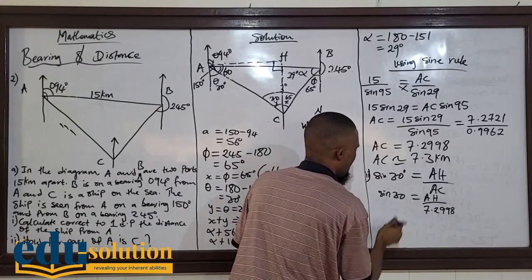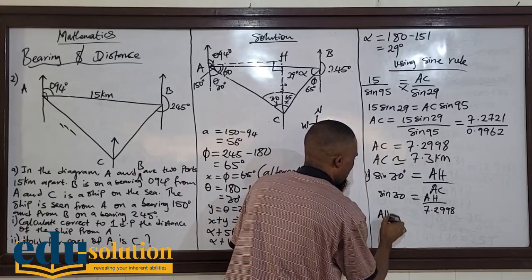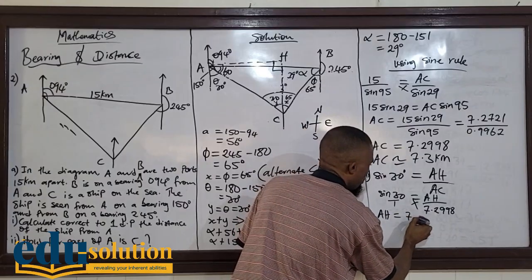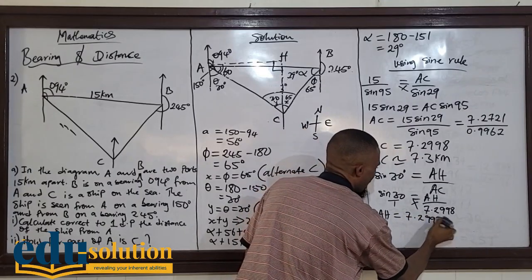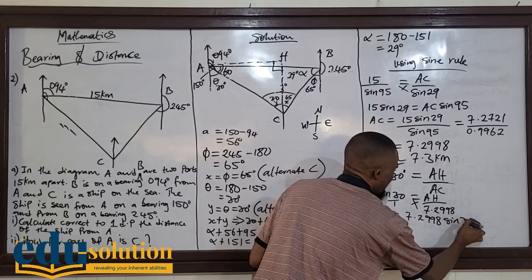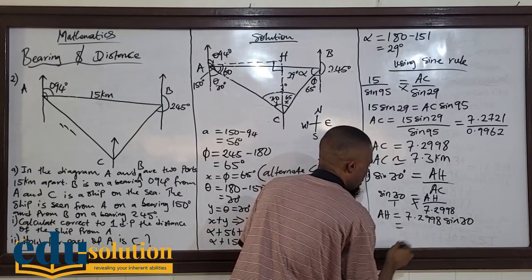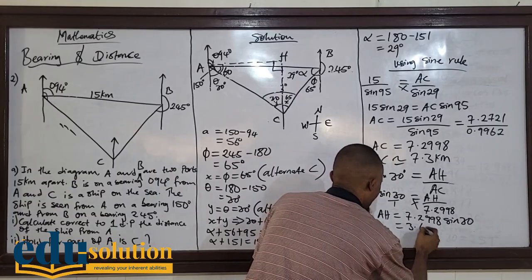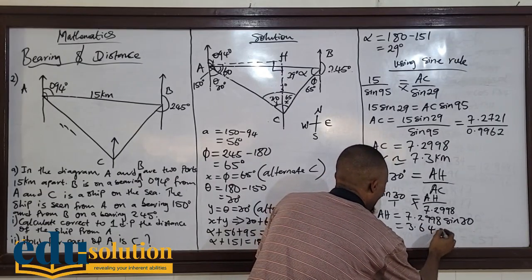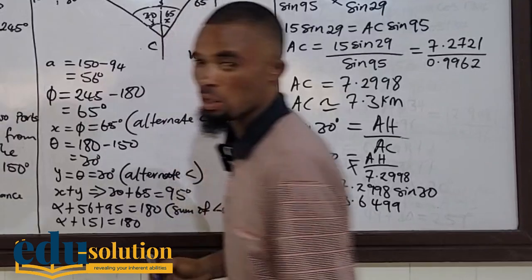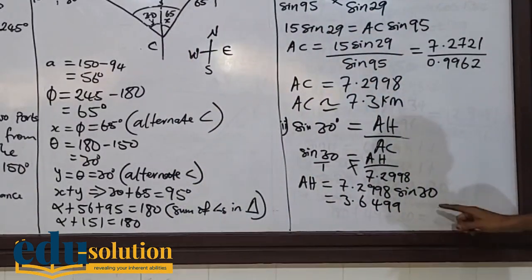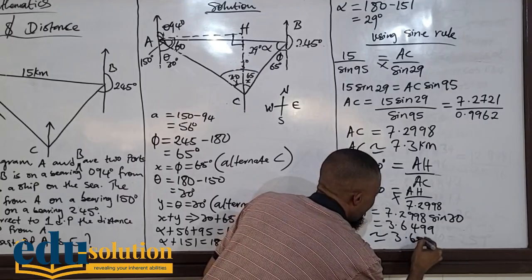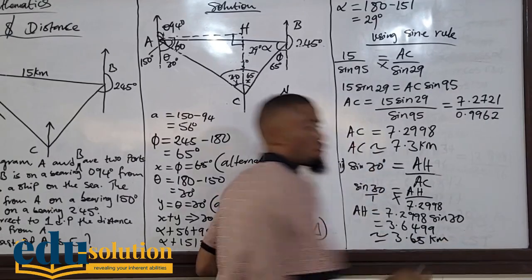7.2998. So the formula, we have AH is equal to, I'm just cross multiplying, 7.2998 times sine 30. So at the end, if you press that in your calculator, we have 3.6499. Okay, so this is our answer, 3.6499. I can say approximately equal to 3.65 kilometers.